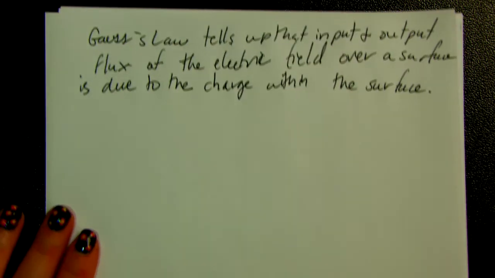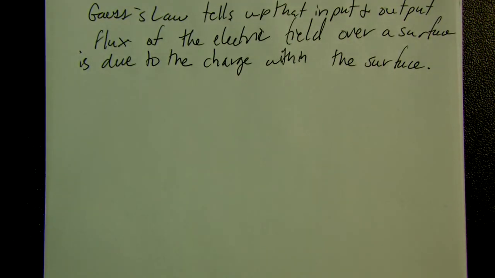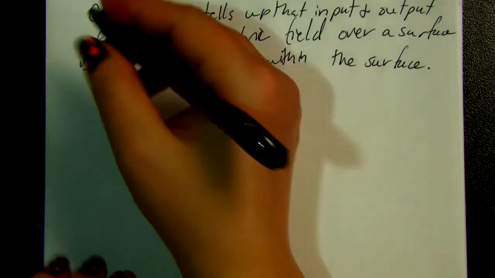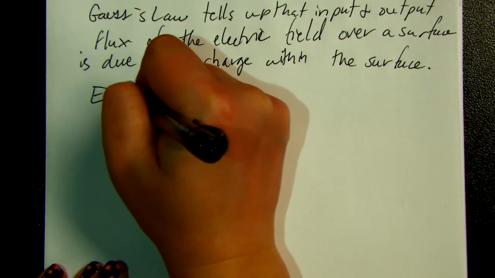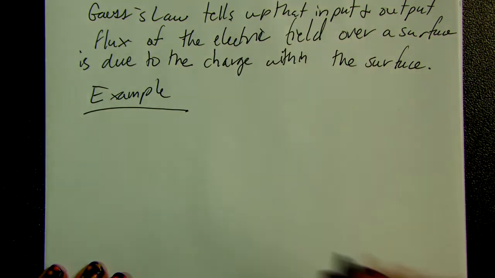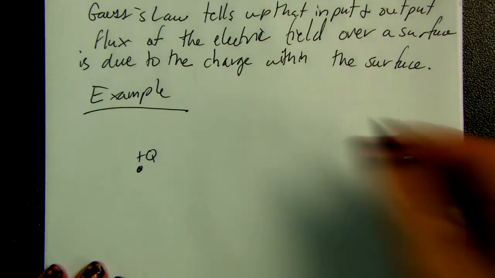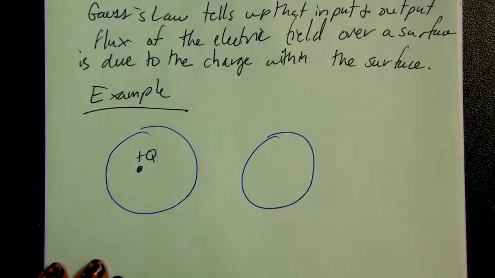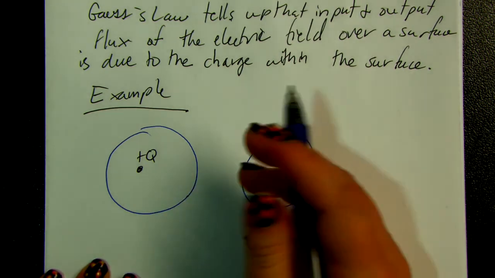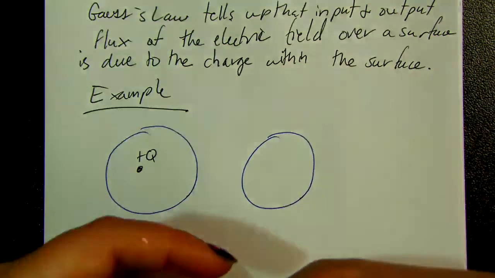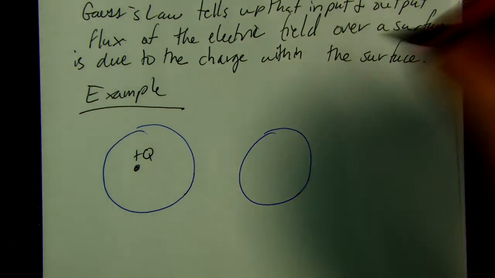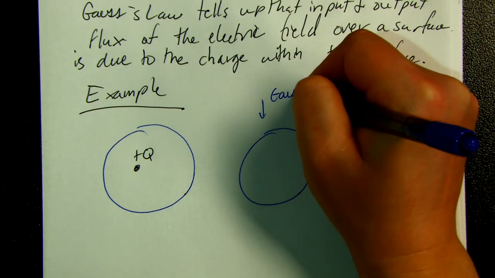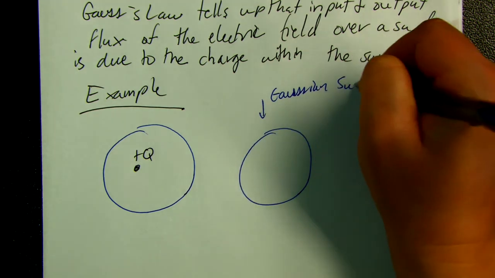All right, so now that we understand what Gauss's law's formula is and generally what you can use it for, let's do some examples to really flesh out just how we can use this tool. So let's say we had a charge plus Q, and we've got two Gaussian surfaces. The surface that you're enclosing space in to look at the field lines is called a Gaussian surface.